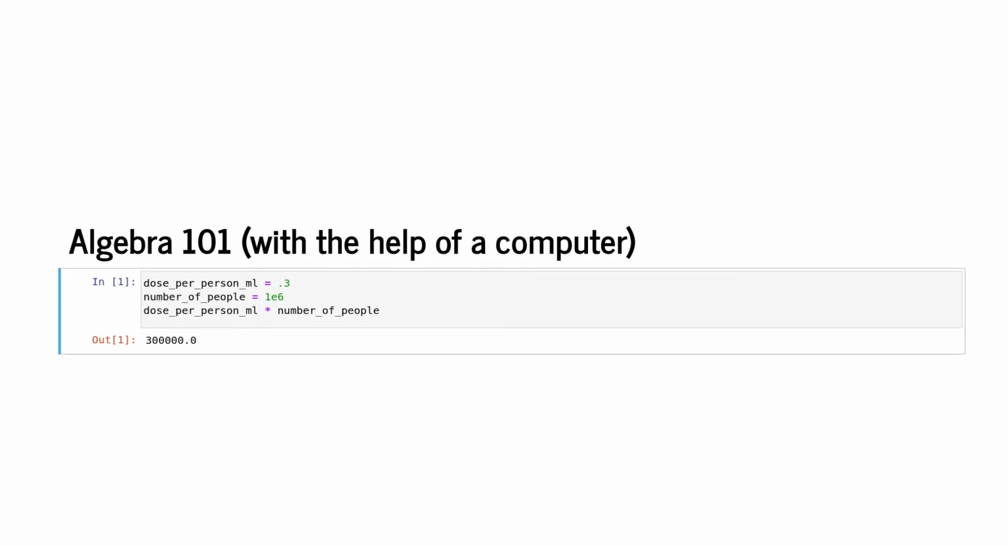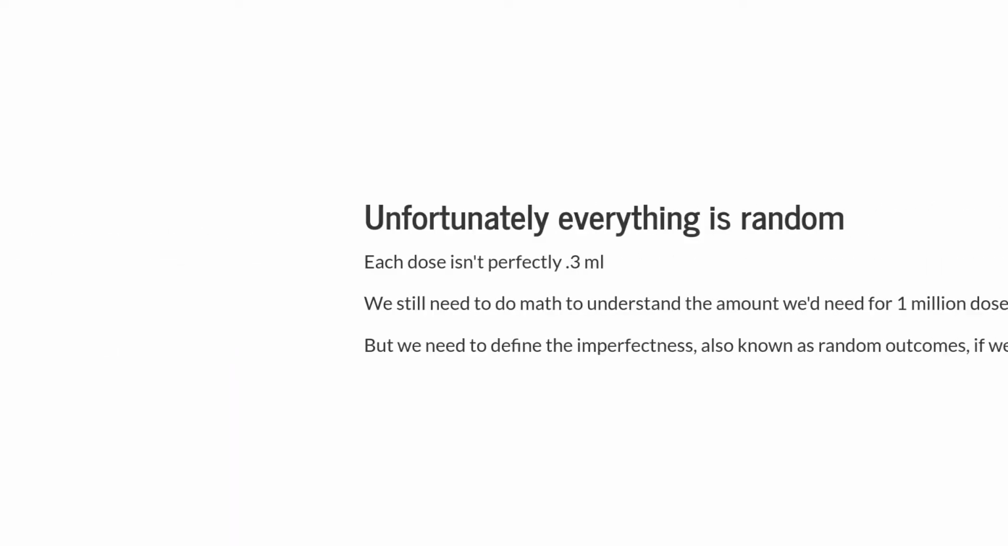The cool part is we can use Python to do the same thing. We define our variables here, 0.3 and 1 million. We multiply the 2 together, and we get our number again, 300,000. Easy peasy, right? Things are simple.